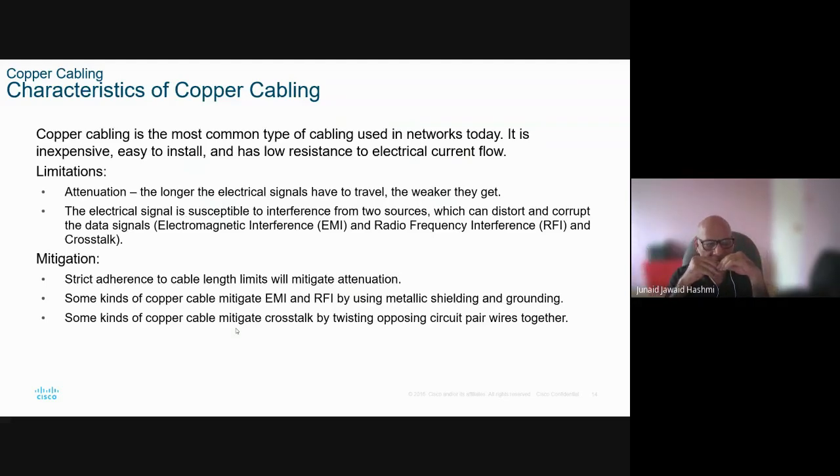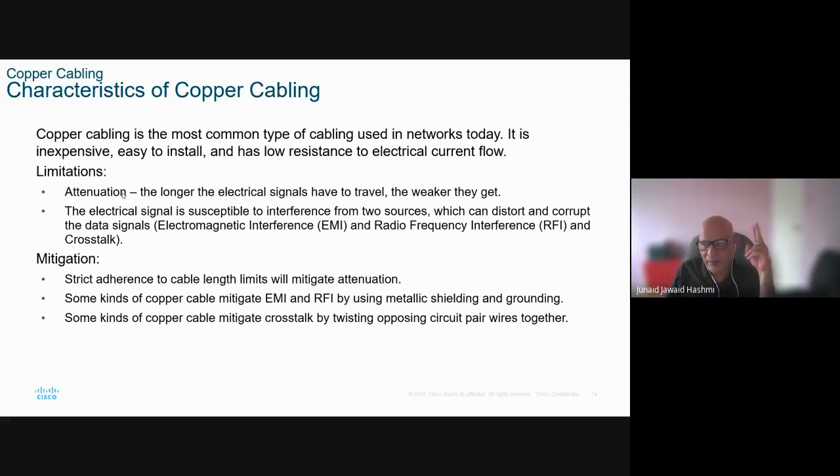the signal loses its strength. If one device is far from the other device, this is called attenuation. This is also a term you're going to hear a lot in your networking career: attenuation, the loss of signal strength over distance. Okay, so copper cannot carry signals as far as fiber optic.